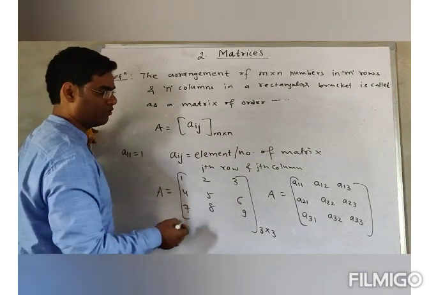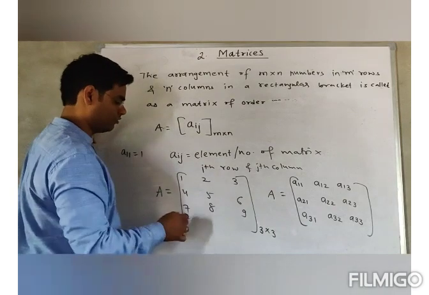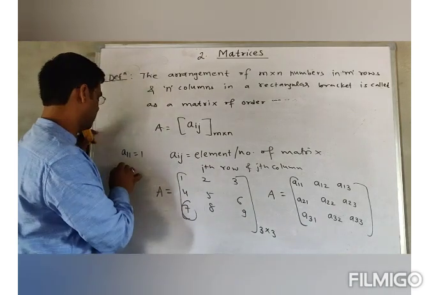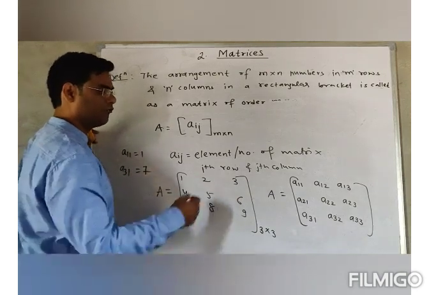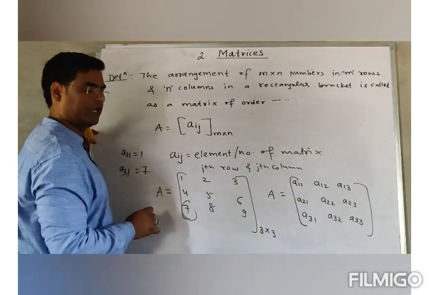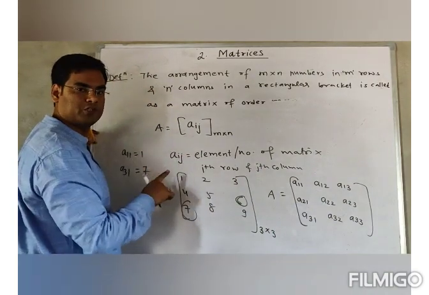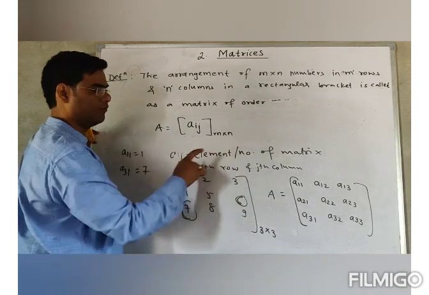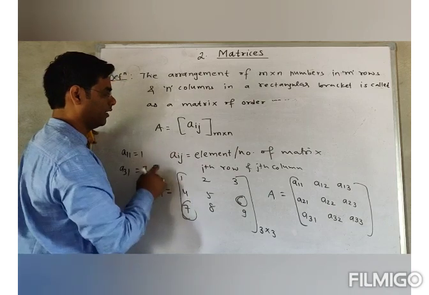Now suppose I ask what is A31? A31 means the element of third row and first column. So A31 is 7 in this given matrix. If I ask what is A23? A23 is 6 here. So Aij denotes the position of an element in a given matrix.